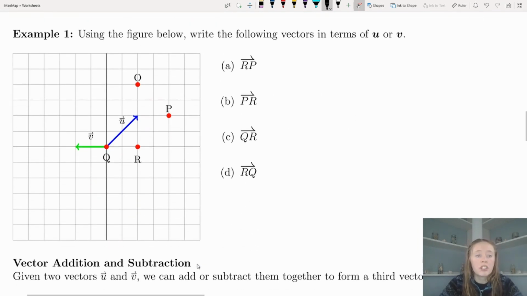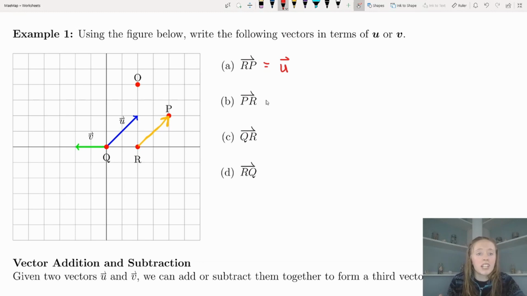So for example 1, using this figure below, we're going to write the following vectors in terms of vector u or in terms of vector v. Looking at that first vector, we're trying to figure out vector RP. Remember, tail to head, R to P, is this vector here. What does that vector look like? It's vector u, just starting at a different point. So RP is vector u.